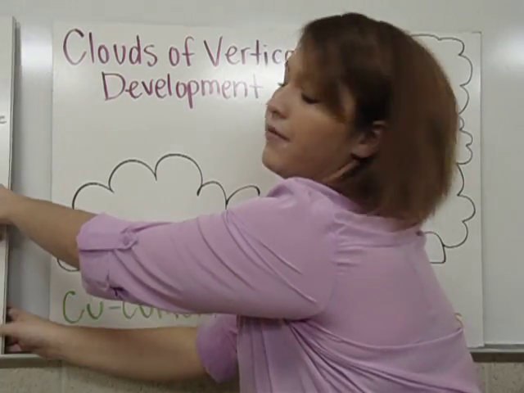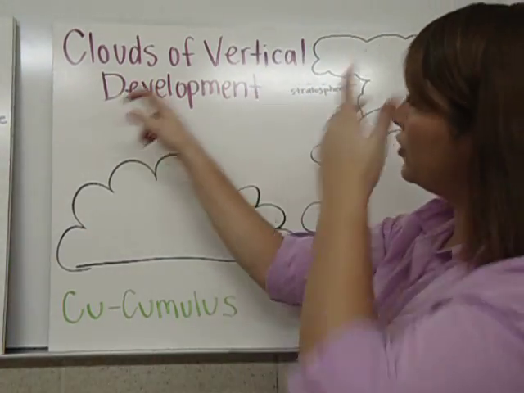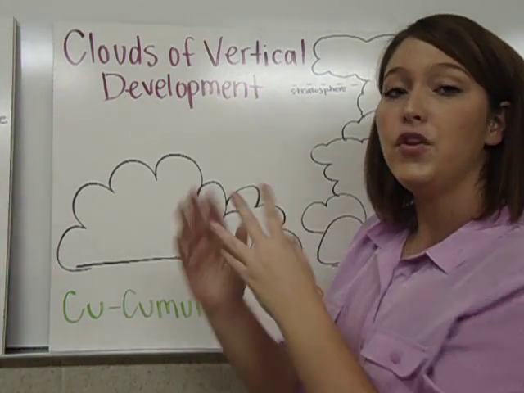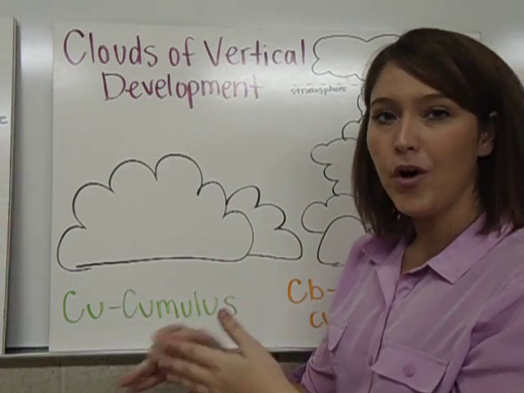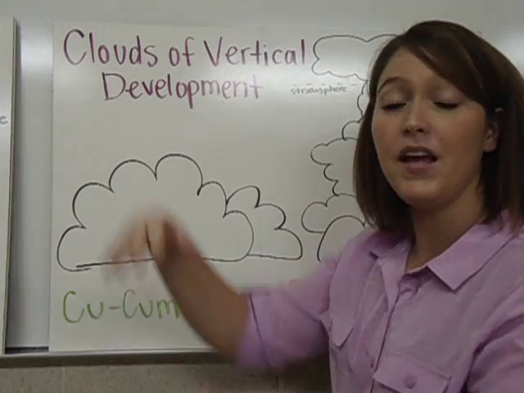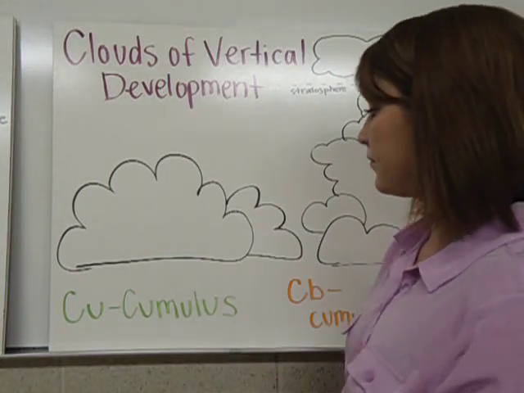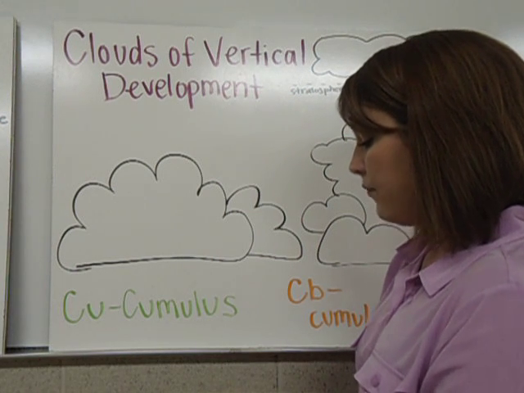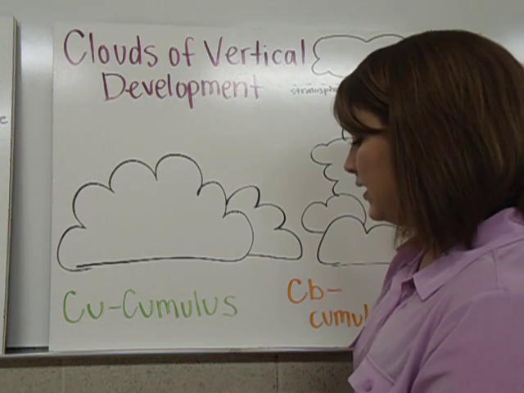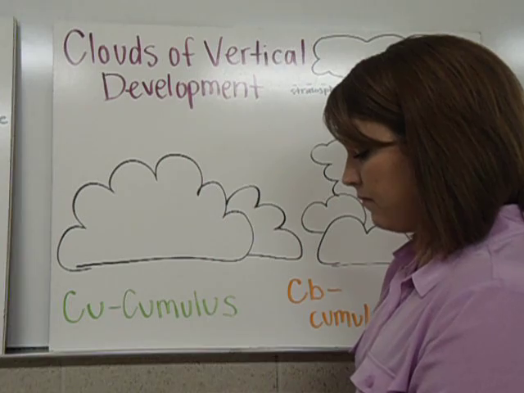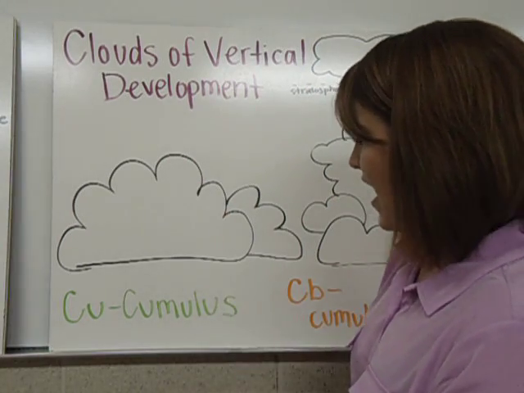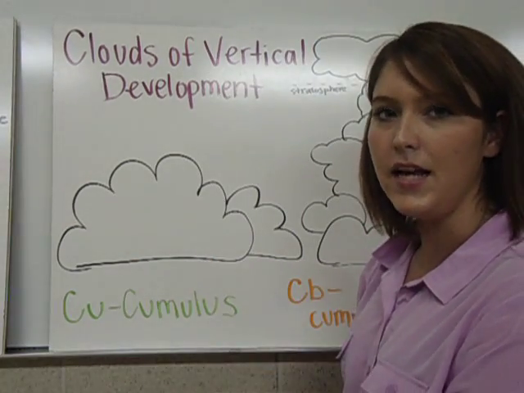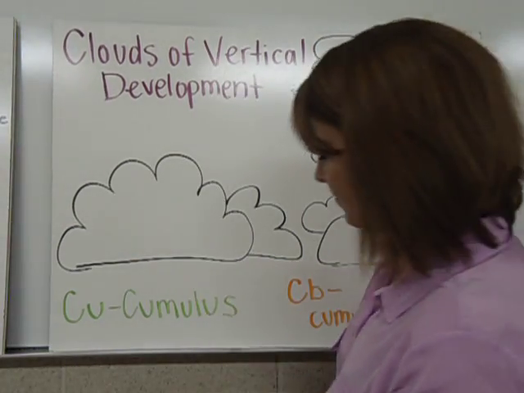The last category of clouds are considered clouds of vertical development. These clouds build vertically, so they cannot be considered as a low, mid, or high level cloud, because often they span all three ranges. So first we have the cumulus cloud, which is fluffy with a flat base. This cloud is vertically developed, and it has a flat base and lumpy top. We often see these on nice days when the sun's out.